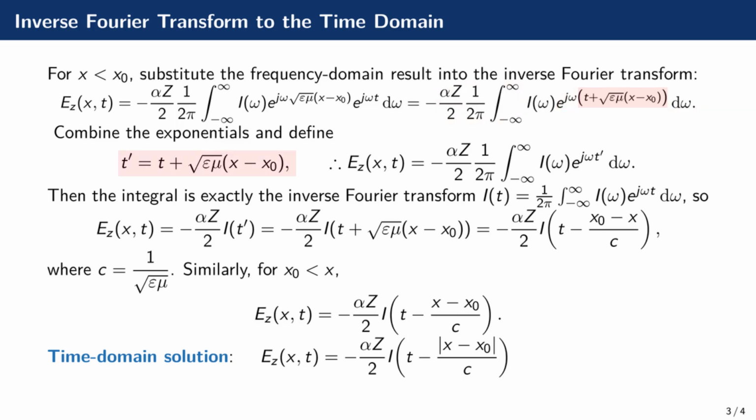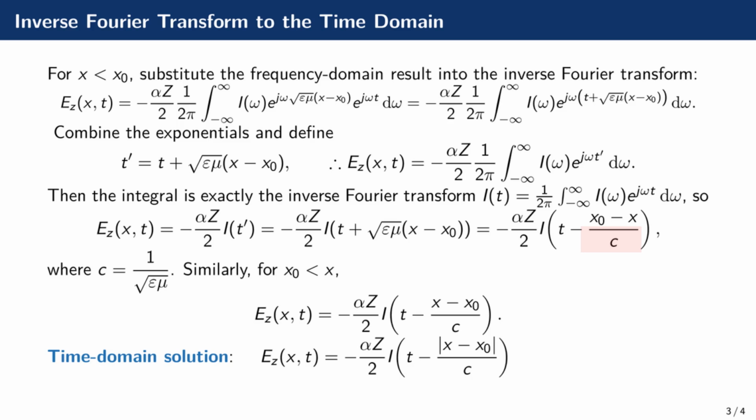Now let us denote the quantity inside the parentheses by t prime. Then the integral becomes very simple. Please recall that from the ordinary inverse Fourier transform formula, if we inverse transform the current spectrum I of omega, we naturally obtain the time domain current I of t. Here the integral is exactly the same, except that t is replaced by t prime. Therefore, the inverse transform is immediate. We simply replace t by t prime and obtain the result. Returning from t prime to the original variables, we get this expression.